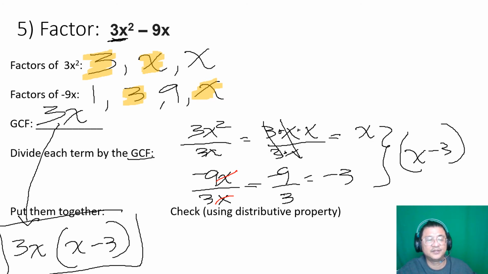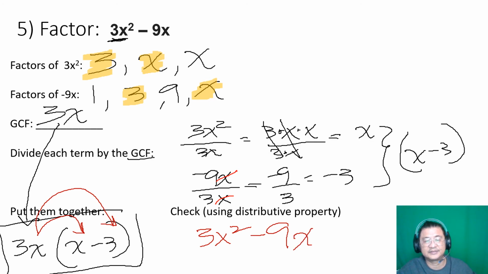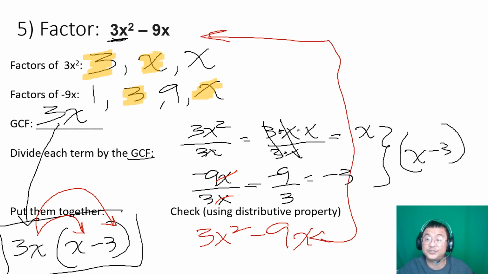Let's see if it's correct. 3 times x is 3x squared. 3 times 3 is a 9, minus 9, include the x. Again, they are the same. So our factors are right.